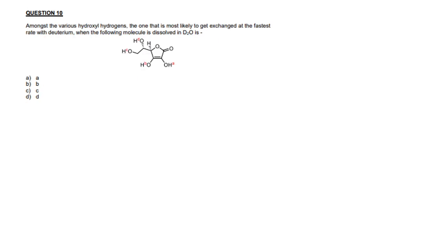So next question again we have: among the various hydroxyl hydrogens, the one that is most likely to get exchanged at the fastest rate with deuterium when the following molecule is dissolved in D2O. So very basic question. So basically, it is asking which hydroxyl group hydrogen is more acidic. Which is more acidic?